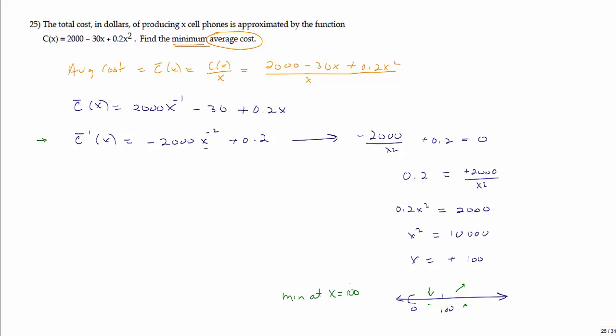Okay. So now I have to go back, reread the question, make sure that I answer it. If I'm asked to find how many cell phones or the demand, I've got that x is 100. I was asked to find the minimum average cost. So now I need to go ahead and plug it into my cost function. So I need to find C bar of 100. So plugging this into my calculator, and again, I'm using my average cost function, I get, let's see, 1,000 over 100. So I get 10. So the average cost will be $10 per cell phone.